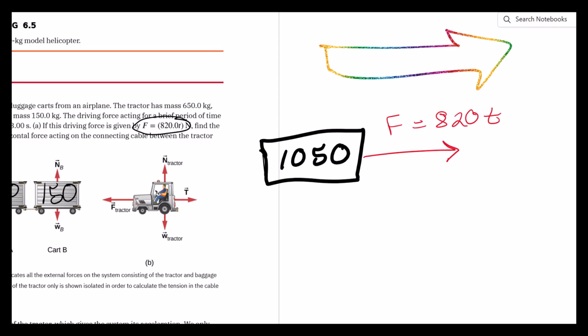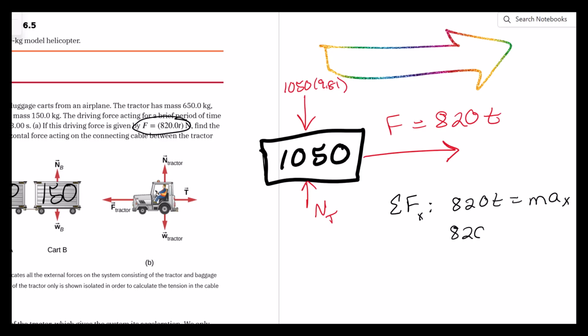Well, I know that the sum of the forces... Oh, I didn't finish drawing my free body diagram. Okay, so the weight is 1050 times 9.81, and the normal force is the total normal force. I don't really need it, I'm just labeling it so I have it. Now I can do the sum of the forces in the x direction, which is 820t, and that's the mass times the acceleration in the x direction.